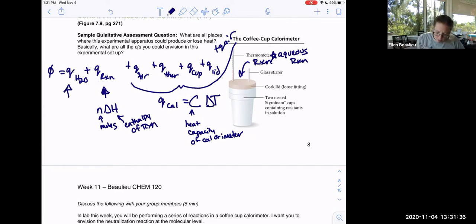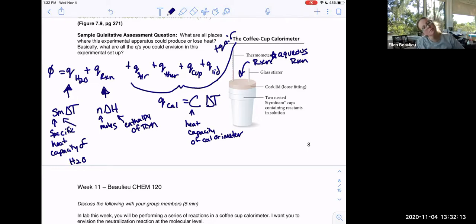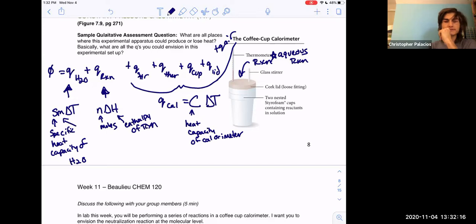What do you think the Q for water is? What type of Q calculation? Why did I do that? Because I like to say that Q is s m delta T, where s is the specific heat of water. What is m? Mass. Mass.